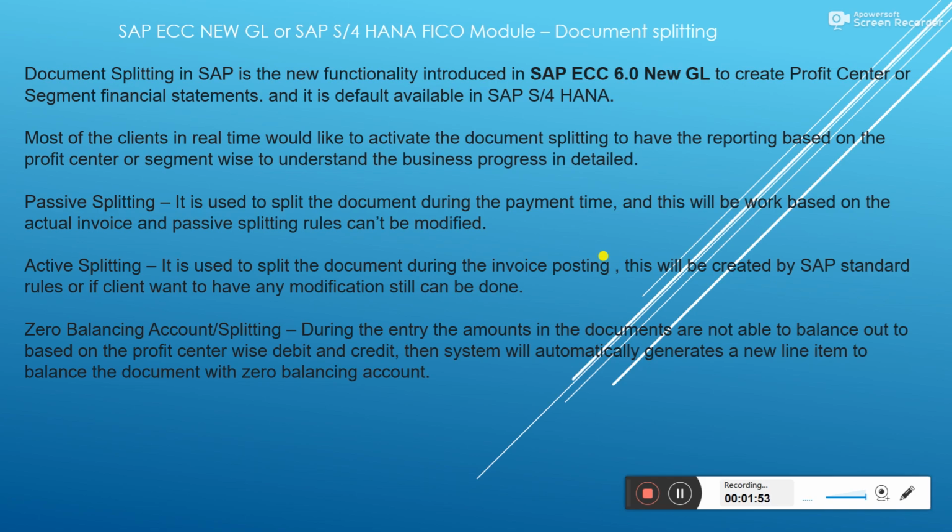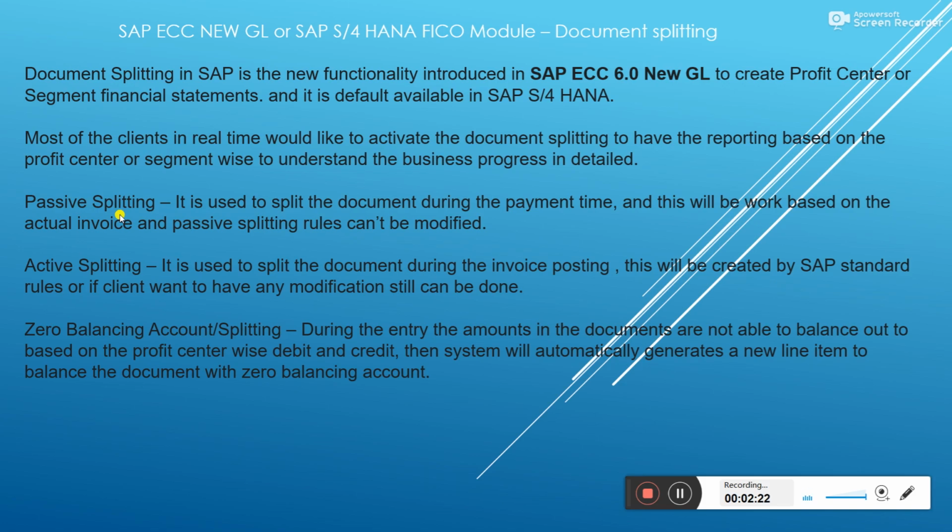Basically, in simple words, it is used to understand your financials based on the characteristics your client wants. It could be a segment, a profit center, a business area, whatever it may be. He wants to understand all his financial postings in a particular field and see a structured report. There are three types. We can see here there is passive splitting.